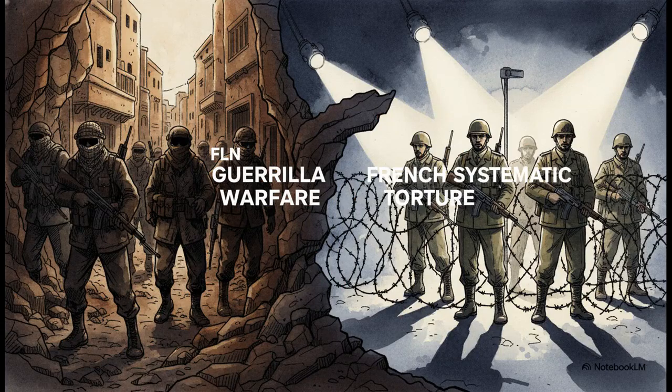Because of this massive inequality, the Front de Libération Nationale, or the FLN, launched an armed revolt in 1954. And the resulting 8-year war was characterized by extreme violence on both sides. The FLN utilized guerrilla warfare and civilian terrorism, while the French military responded with the systematic use of torture. It was a vicious, completely unyielding conflict.